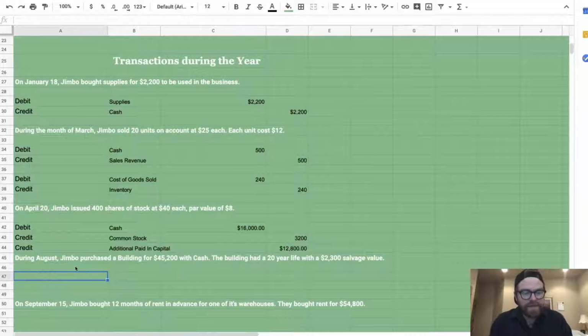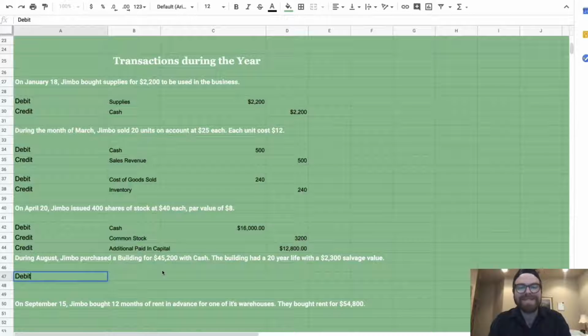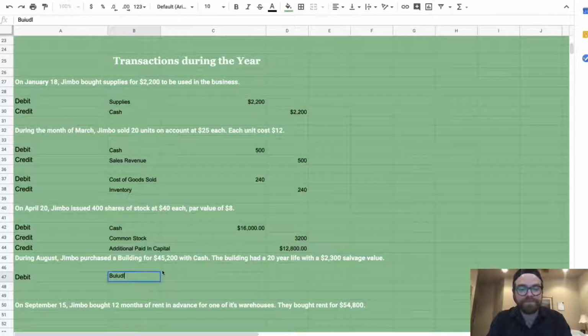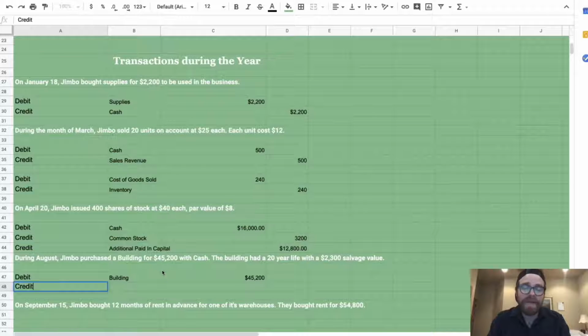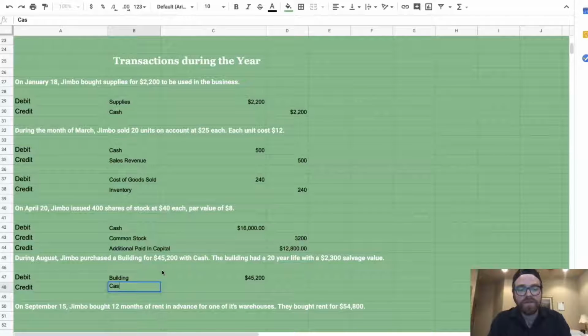Now next, during August, Jimbo purchased a building for $45,200 in cash. The building has a 20-year life with $2,300 salvage value. We'll talk about the second sentence in a little bit when we do adjusting entries. But right now, we're just going to talk about him purchasing a building. So we know that he got a building, so we're going to debit, because building is an asset, we debit it to increase it. And you do it for what it's worth, $45,200. He paid cash. Cash is going down. Cash is an asset. We credit cash. And there you go.